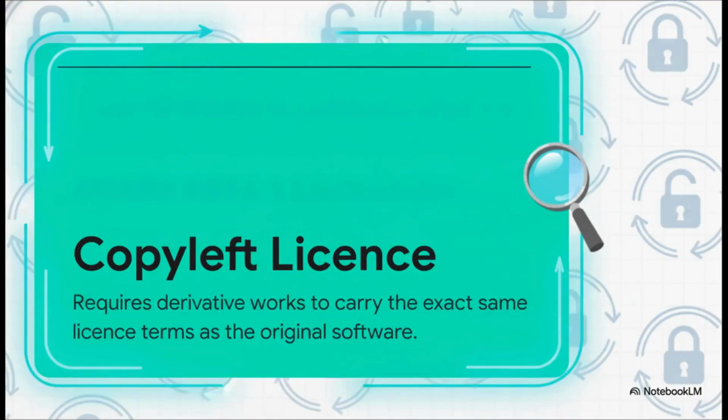On the total opposite end of the spectrum, we have the strong copyleft license. This one requires that any derivative work, so any modified version you create, has to carry the exact same license terms as the original software. It's a rule designed to build really tightly knit, collaborative communities. It ensures that all future improvements to the software remain open and accessible to everyone, forever. Basically, nobody gets to lock improvements behind a closed door.